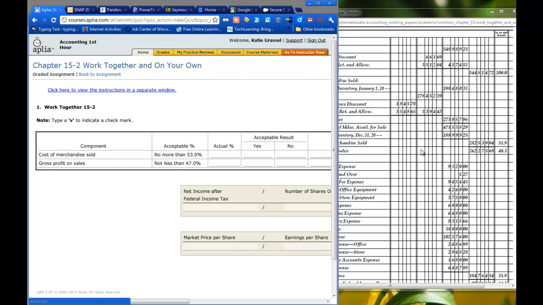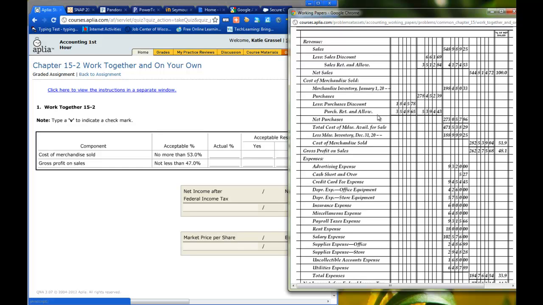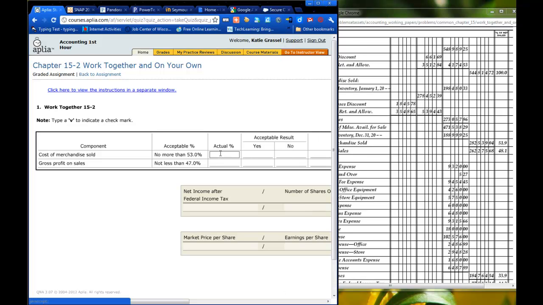15.2, cost of merchandise sold. When I look at my income statement, my cost of merchandise sold component percentage is 51.9%. That's what I'm going to type in here, 51.9. Is it acceptable, yes or no? It says acceptable component percentage is no more than 53. Are we more than 53? We are less. So this is an acceptable one, so I'm going to put a V or a check mark in there. I know it's a V because it says in the very top here, note, a V to indicate a check mark.